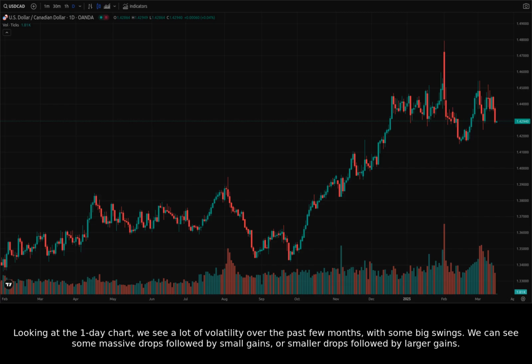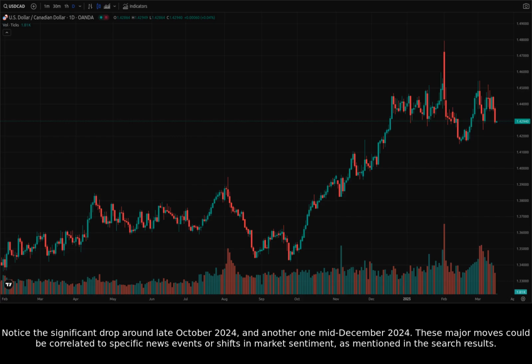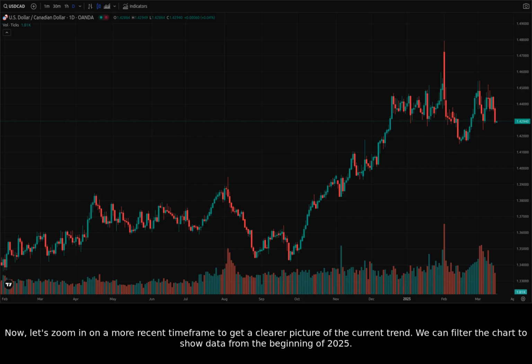Looking at the one-day chart, we see a lot of volatility over the past few months, with some big swings. We can see some massive drops followed by small gains, or smaller drops followed by larger gains. Notice the significant drop around late October 2024 and another one mid-December 2024. These major moves could be correlated to specific news events or shifts in market sentiment, as mentioned in the search results. Now, let's zoom in on a more recent time frame to get a clearer picture of the current trend.